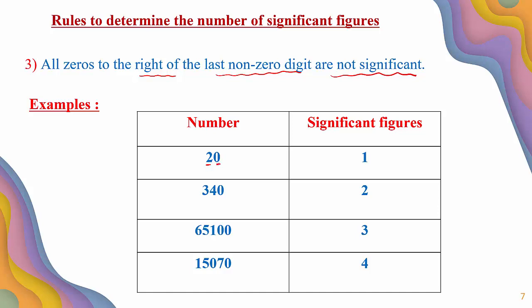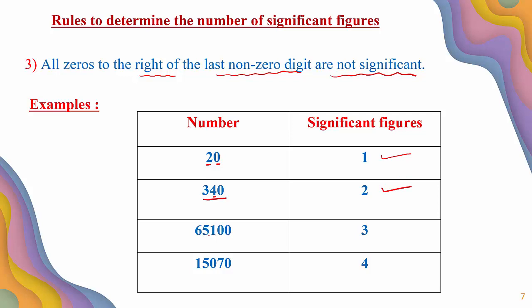So now tell me how many significant figures are there in the first example. The number is 20, but 0 is on the right side of the last non-zero digit. So here there is only one significant figure because this 0 is not significant. Then the second example, 340. Where is 0 here? 0 is on the right side of the last non-zero digit. So 0 is not considered. So how many significant figures are there? Only 2 significant figures.